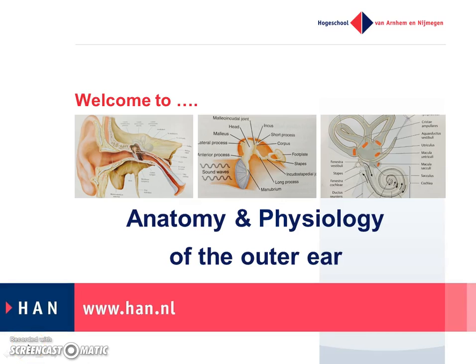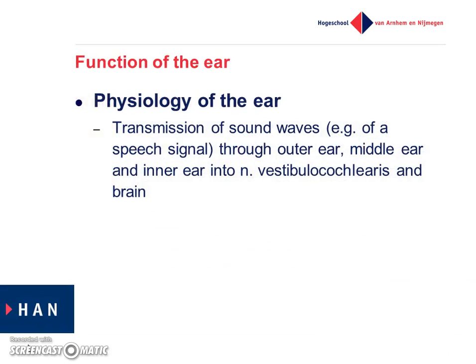Dear students, welcome to this video clip about the anatomy and physiology of the outer ear. As you know, one of the functions of the ear, except for balancing, is hearing. And by hearing, we mean the transmission of sound waves through the outer ear, the middle ear, and the inner ear via the nerve vestibulocochlearis, which is the 8th cranial nerve, and further processed in the brain.